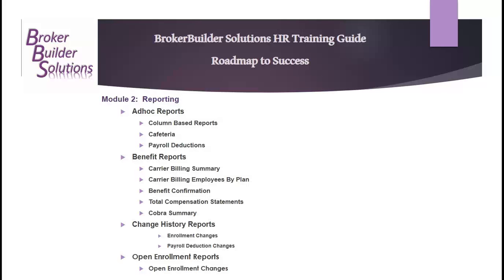Ad hoc reports to include column-based reports, cafeteria reports, and payroll deduction reports; benefit reports to include the carrier billing summary, the carrier billing employees by plan, benefit and total compensation statements, along with the COBRA summary report; change history reports to include enrollment changes and payroll deduction changes; and then finally the open enrollment report, which is inclusive of the open enrollment changes.